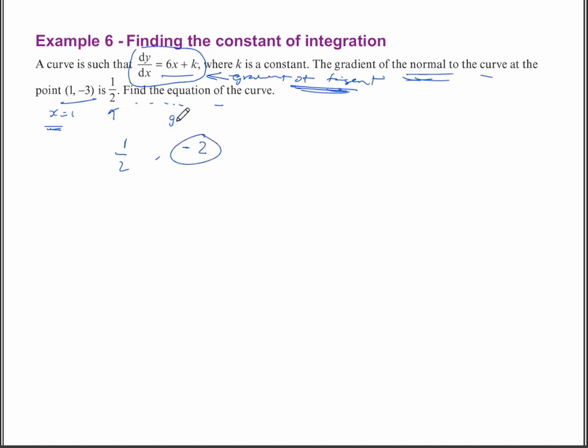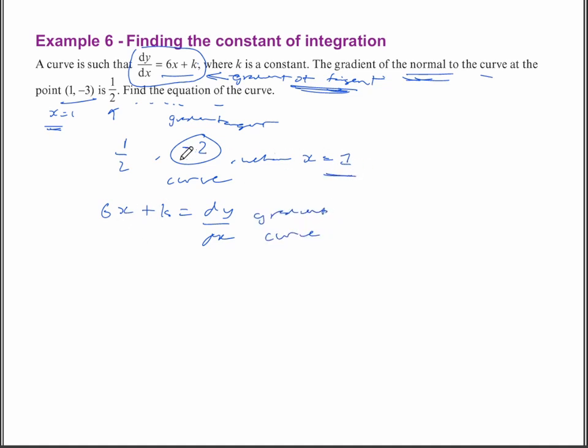This is going to be the gradient of the tangent, and so the gradient of the curve when x is equal to 1. Therefore, 6x plus k, which is equal to dy over dx, which is the gradient of the curve. When x is 1, the gradient is -2. Therefore, 6 times 1 plus k is equal to -2. This will give us our k to be -8. Now we have that our dy over dx is equal to 6x minus 8.